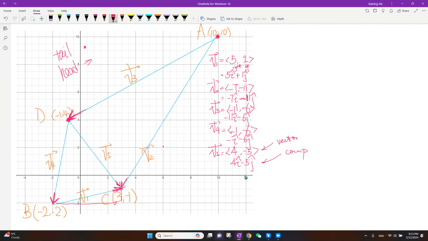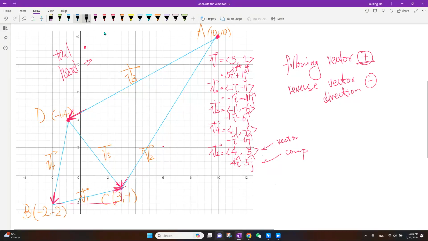Here, I'm going to introduce a new concept for addition and subtraction. Anything that is following your vector, we're going to call it positive direction, regardless. We're going to say addition. And anything that is reversing the vector direction, I'm going to say this is a subtraction. Now let's give an example. I'm going to change the color so that it's easier to recognize.